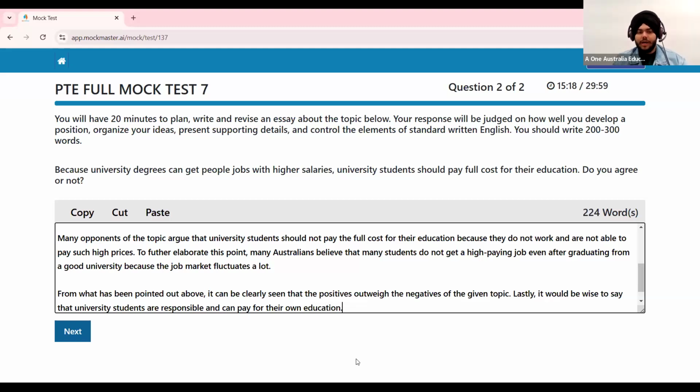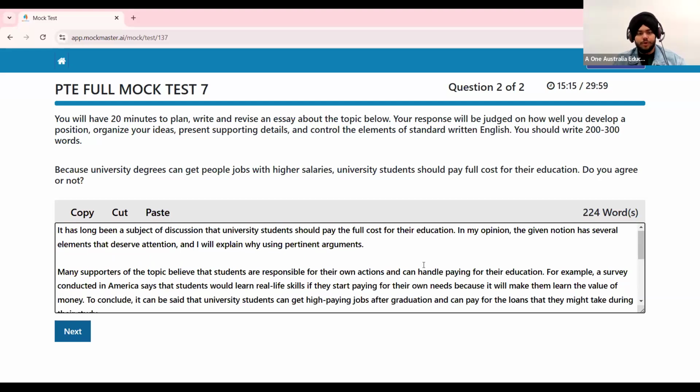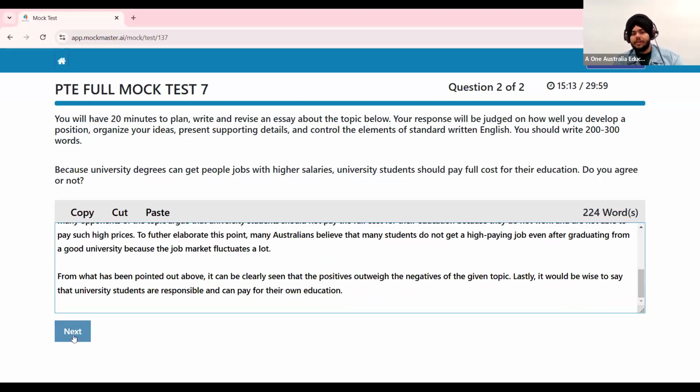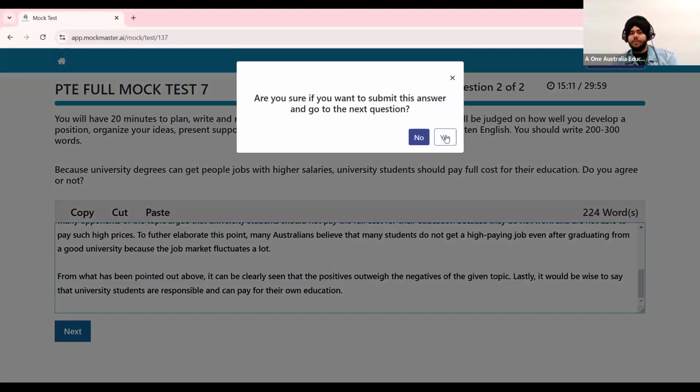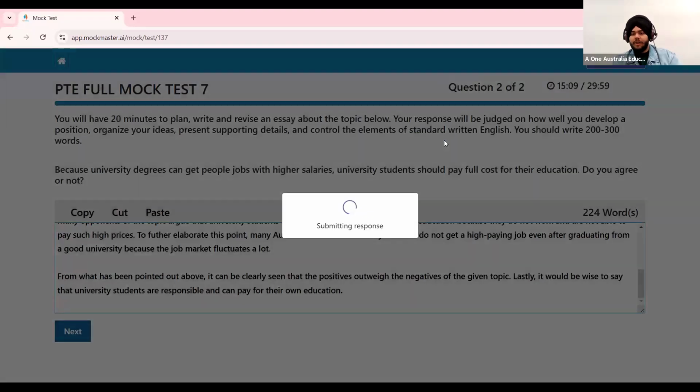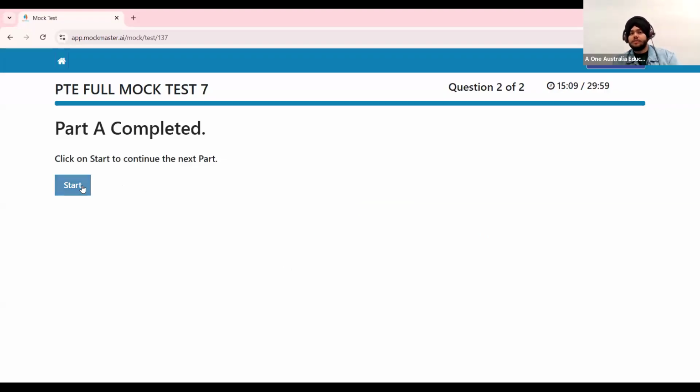Simple. As long as it is more than 200 words, it should be more than okay. Guys, it's not like if you write more, you get more marks. Okay. And I'm not revising my answers, but you have to revise your answers. Now, one part of the exam is completed. Let's shift to the reading part.